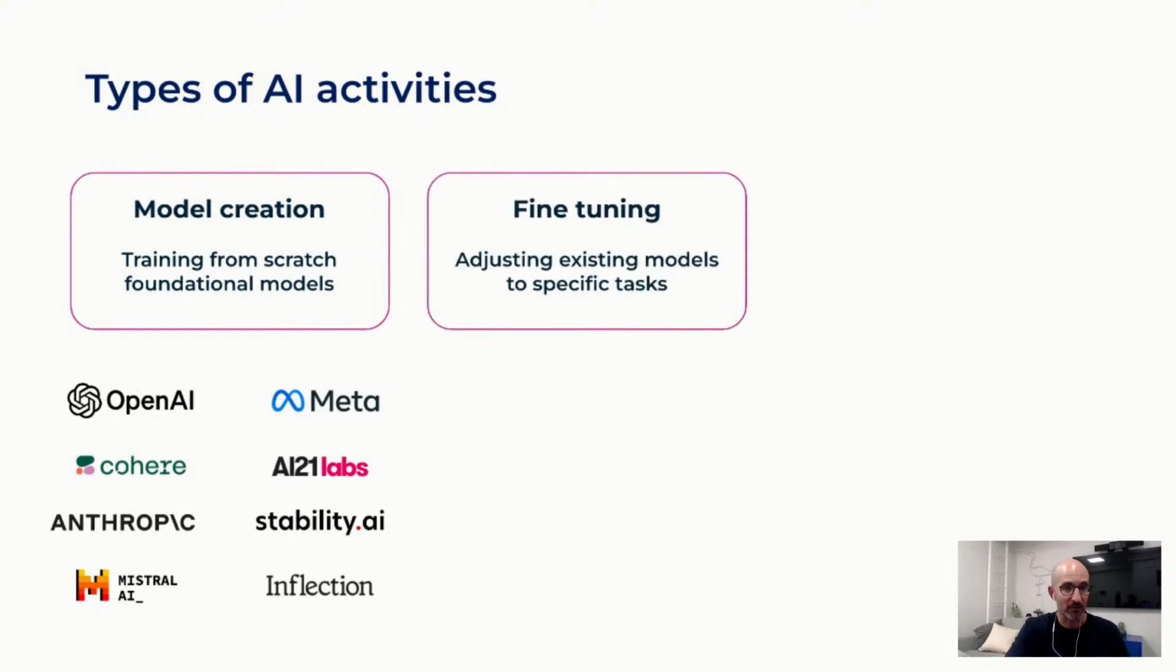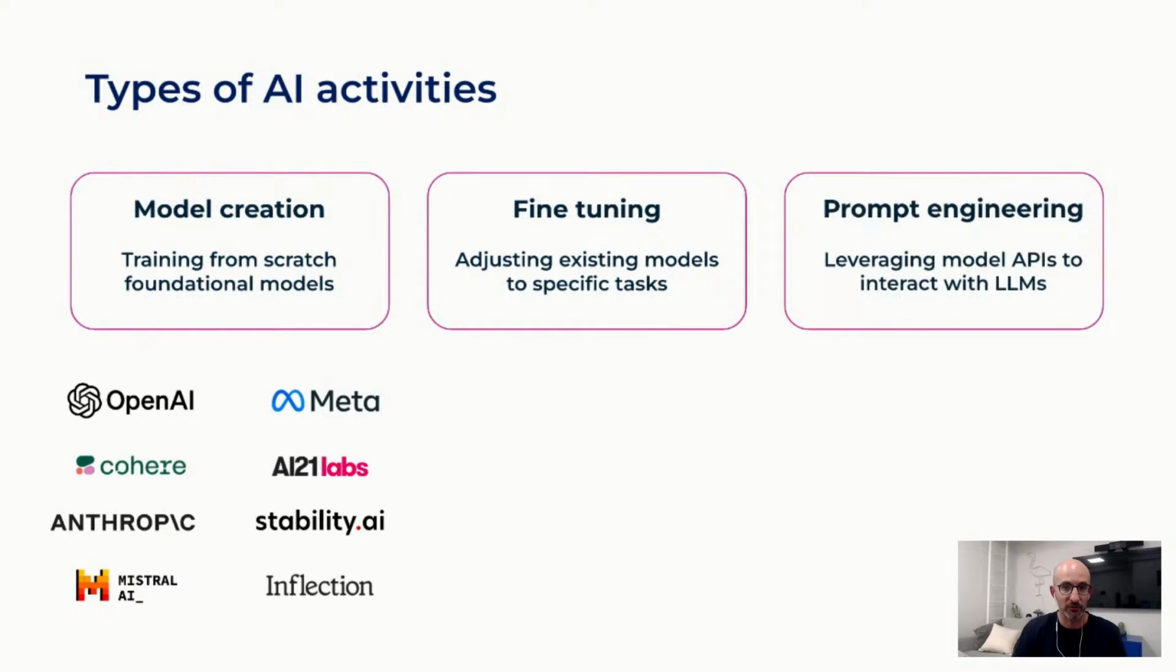But then there are people who are fine-tuning models, adjusting existing models to specific tasks. Taking a specific data set and fine-tuning the model, maybe doing full fine-tuning, changing all the weights of that model, maybe using a fine-tuning mechanism like LoRA and changing part of the model weights, but essentially adjusting the model to do specific tasks using specific data and customizing those models. And then you have a third way of doing prompt engineering, leveraging APIs to interact with LLMs. Most of the world is here. Most of the world is fine-tuning and doing prompt engineering.